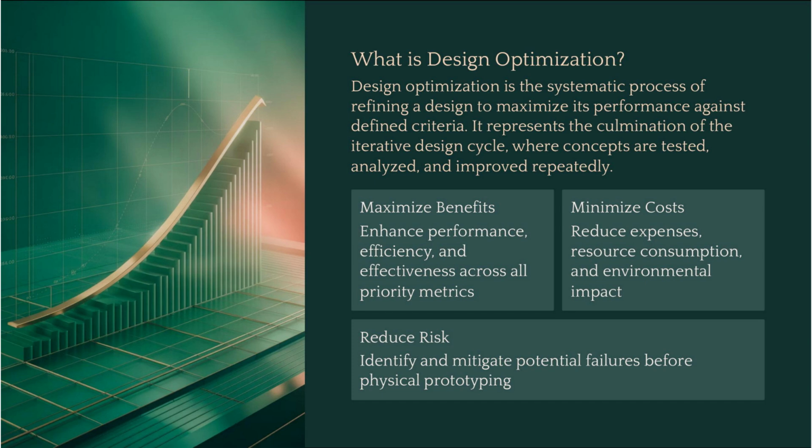If your first design for a phone battery lasts 8 hours, optimization means running tests to find a way to make it last 10 hours without increasing the cost or the size. It's the final polishing stage where we use all the data we've gathered to squeeze every bit of efficiency out of our concept, ensuring our solution is truly the most effective answer to the problem.